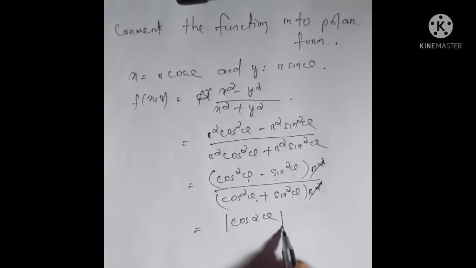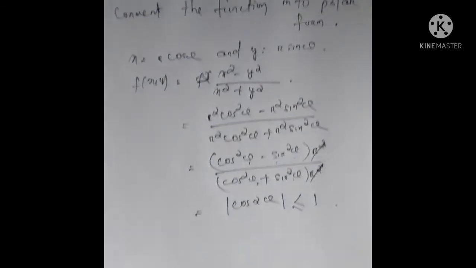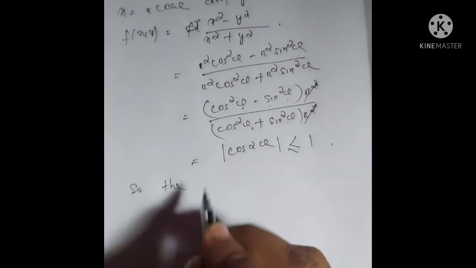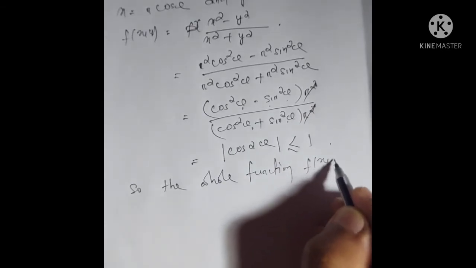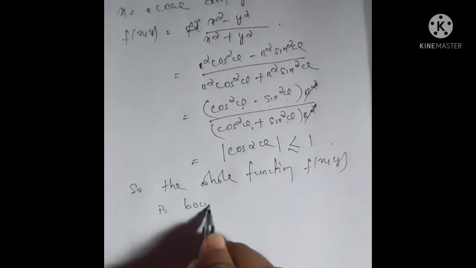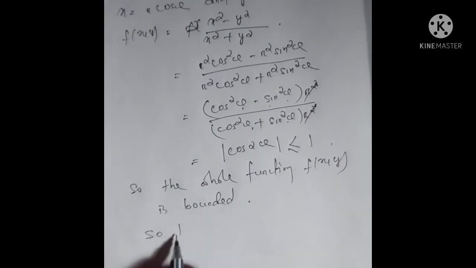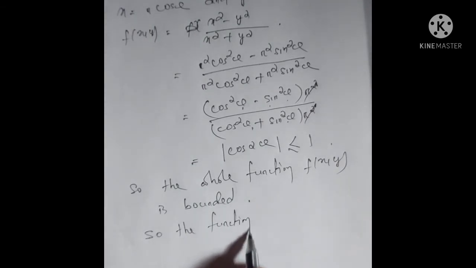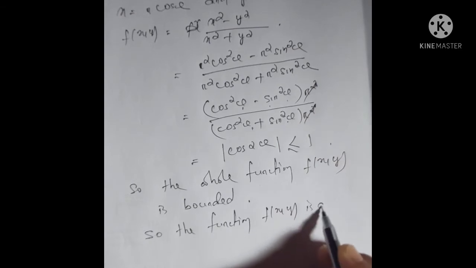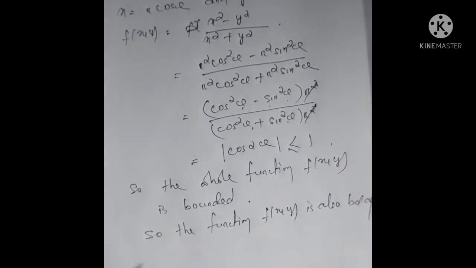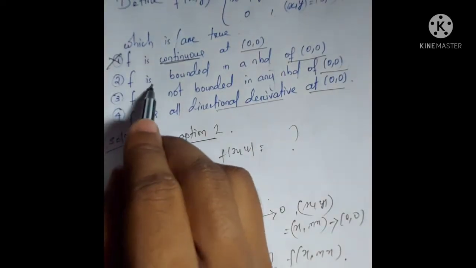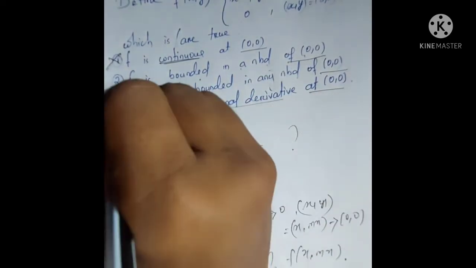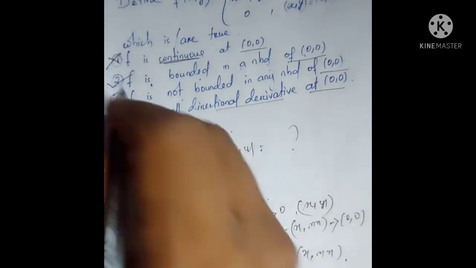So cos 2θ is bounded by 1. So the whole function f(x,y) is bounded. So the function f(x,y) is also bounded in a neighborhood of origin. So for this question, option 2 said that f is bounded in a neighborhood of origin. This is true. And option 3 said that f is not bounded. So option 3 is wrong.